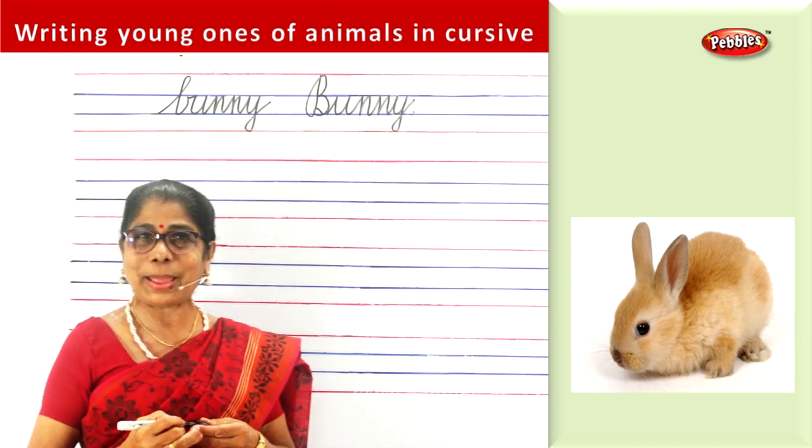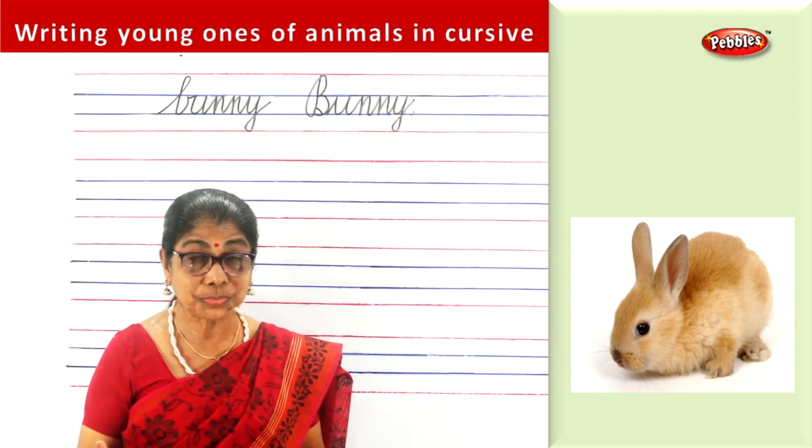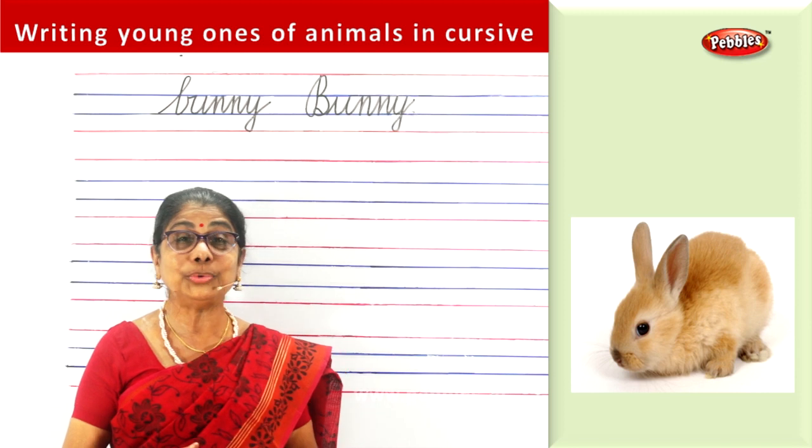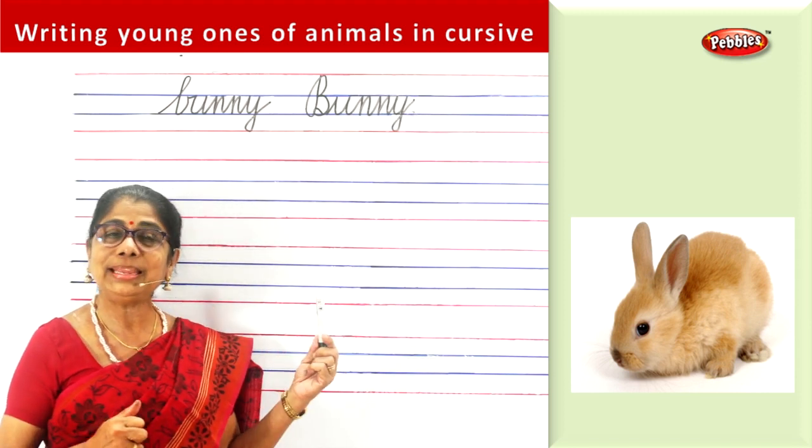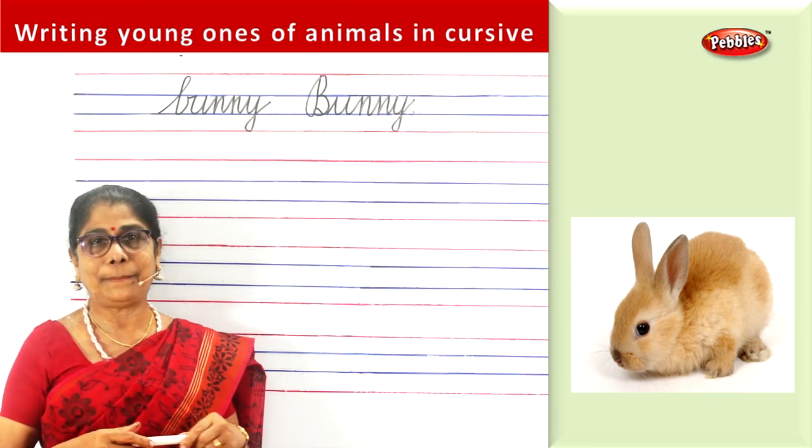Bunny. What does the rabbit like to eat? Cabbage, carrot, lettuce, and so on. They love to chew all this. So bunny is the young one of a rabbit.